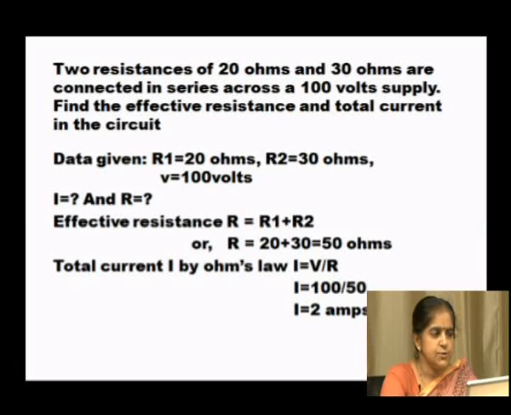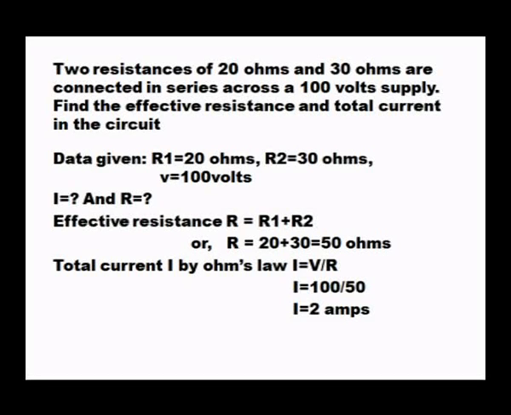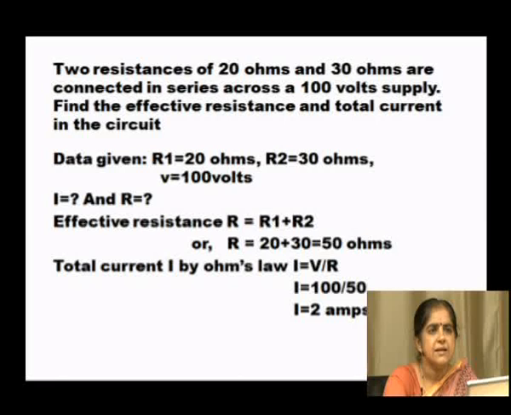Now, let us look into another problem. This is to find out the effective resistance in the circuit. So, this problem is about the series connection of the resistances. The problem is: two resistances of 20 ohms and 30 ohms are connected in series across a 100 volts supply. Find the effective resistance and total current in the circuit.